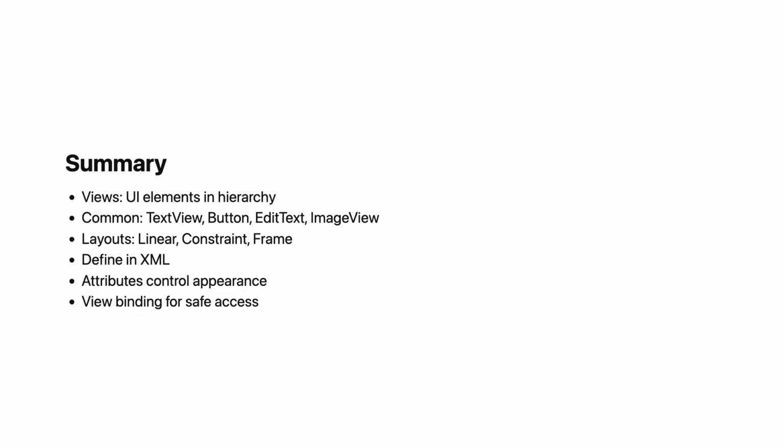Let us summarize. Views are UI elements organized in a hierarchy. Common views: TextView, Button, EditText, ImageView, RecyclerView. Layouts arrange views: LinearLayout, ConstraintLayout, FrameLayout. Define layouts in XML. Use attributes to configure views. View binding provides type-safe view access. The view system is the traditional Android UI approach. Next, we will see Compose, the modern alternative.